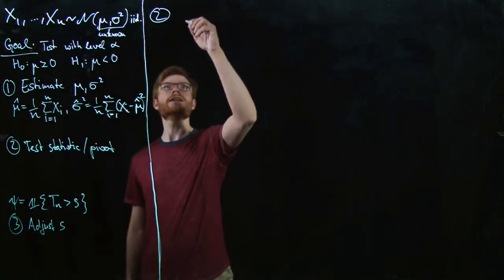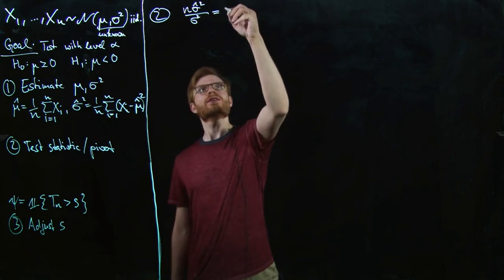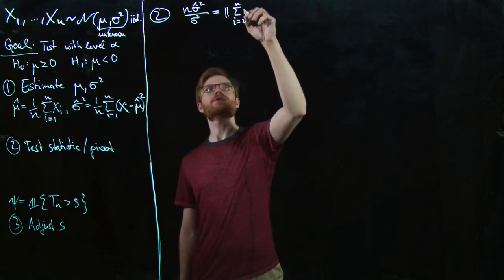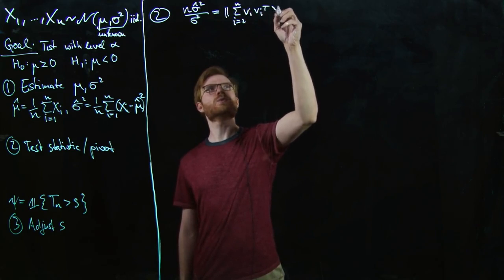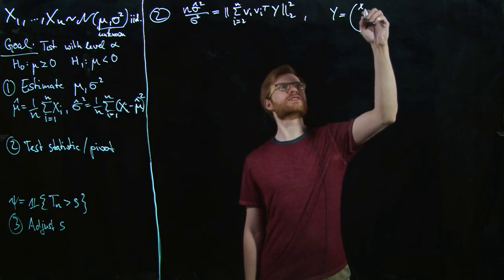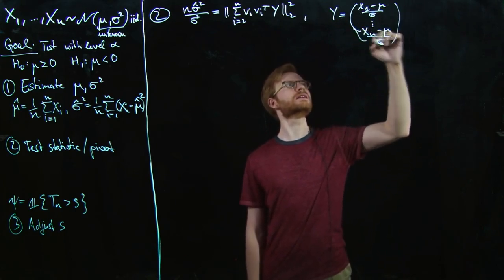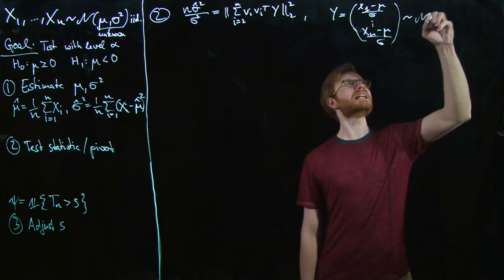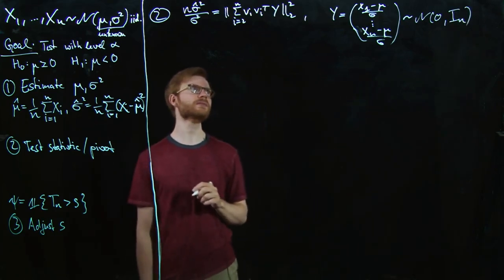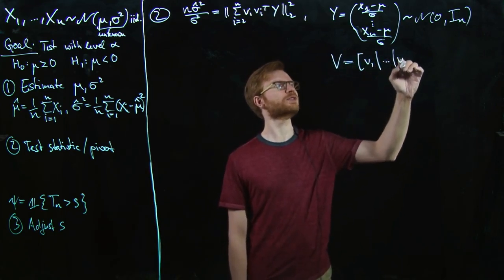All right, so on the previous board, we've seen that we can write n sigma hat squared over sigma squared as the norm of the sum over i equals 2 up to n of vi transpose y squared, where y is a vector composed of x1 minus mu over sigma up to xn minus mu over sigma. So in effect, it follows a multivariate normal distribution that's centered and has covariance matrix the identity in n dimensions. And V was defined as V1 up to Vn, an orthogonal matrix.